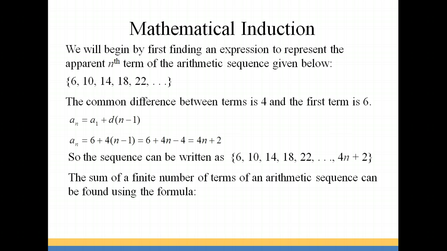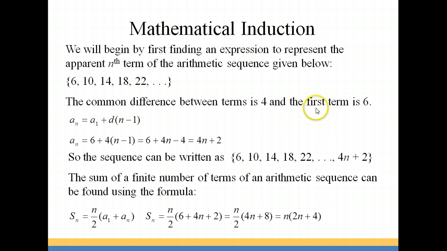The sum of a finite number of terms of an arithmetic sequence can be found by using the formula S subscript n equals n over 2 times the first term plus the last term. For this particular example, the first term is 6, and the last term is 4n plus 2. So we replace those values in the formula. And then we're simplifying by combining like terms, and we get 4n plus 8. Then I distributed the 1/2, or divided each of those terms by 2, and got n times 2n plus 4 as a formula for the sum of n terms.